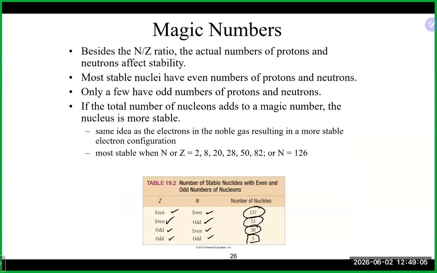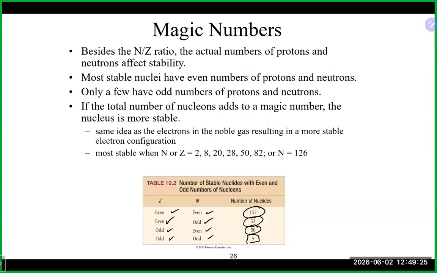So if you have an even number of protons and neutrons, that's usually a fairly good indication that you might have something that's going to be pretty stable. And at least one even number out of those two will get you something that's maybe going to be stable. But the worst case scenario is when it's all odd.